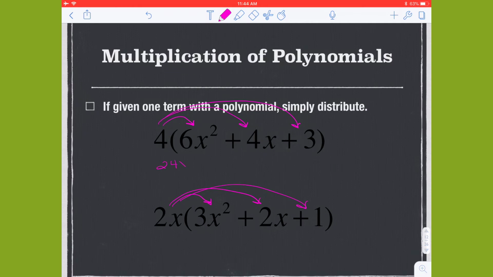And so this one on the top would get you 24x squared plus 16x plus 12. And for the bottom solution, 2 times 3 is 6, and x times x squared is x cubed. 2 times 2 is 4, x times x is x squared, and 2x times 1 is just your plus 2x. And that's all it takes to multiply a monomial into a polynomial.